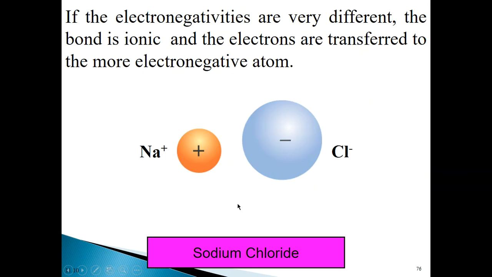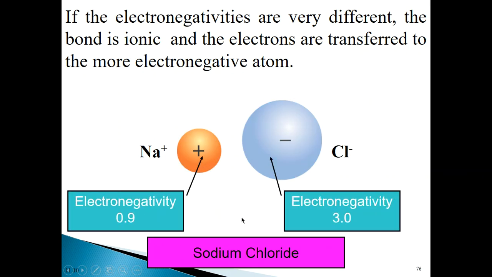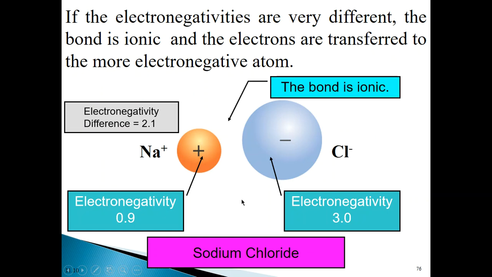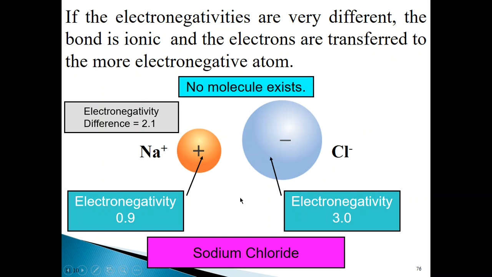And then if the difference is so large that it is greater than 1.7, such as in the case of sodium chloride, where the difference is 2.1, then this bond is basically an ionic bond. What that basically means is that no electrons are being shared. Basically, there's a transfer of electrons from the sodium atom to the chlorine atom to form the ions. So as we said before, when it comes to ionic compounds, there are no molecules that exist. There are no discrete units of ionic compounds.